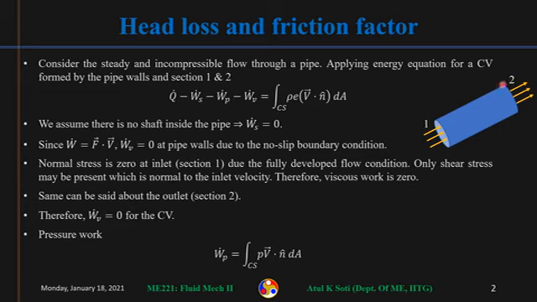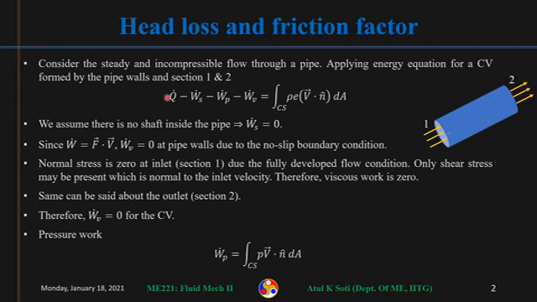So this pipe wall and this section 1 and this section 2, they all make a control volume, and those are the control surfaces. So let us say that the flow is steady and incompressible in this pipe. Then we'll apply the steady energy equation for this control volume.